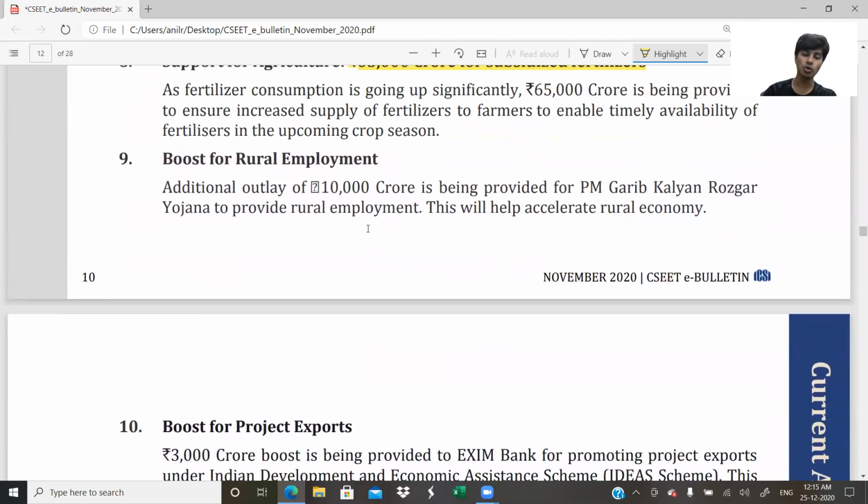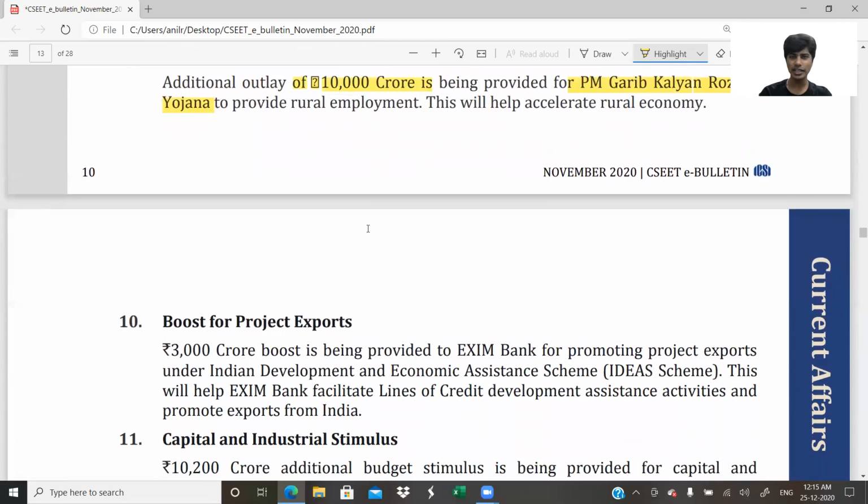Ninth one is a boost for rural employment. PM Garib Kalyan Rozgar Yojana. Garib means poor, Kalyan means for their happiness, not marriage, and Rozgar is the creation of employment opportunities. So for this particular project, 10,000 crores have been kept aside to boost the rural economy. How it is going to be spent, the details will be given by the Minister for Employment and Human Resource. So we don't have to get into the details right now.